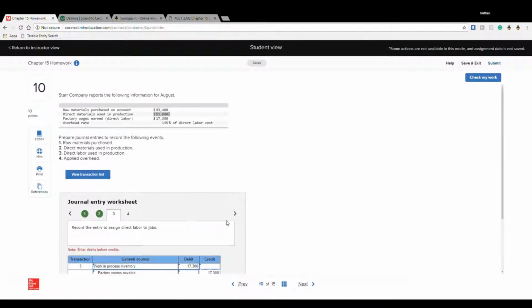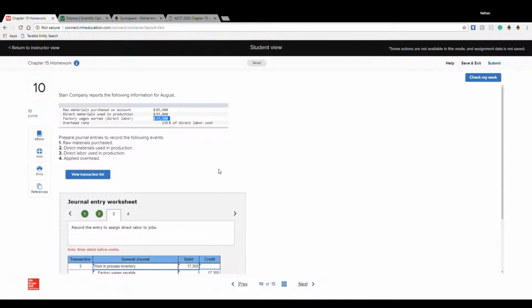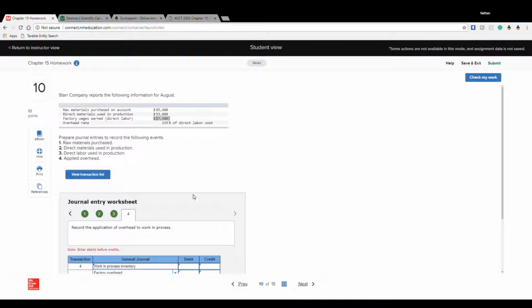So 17,300, since that's right here for my factory wages earned. And the last one is just record factory overhead applied. Okay, so again, work in process and factory overhead. So when we applied, again, factory overhead is always a credit. When it's the actual, factory overhead is a debit.